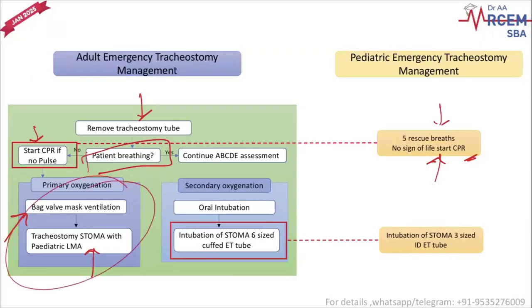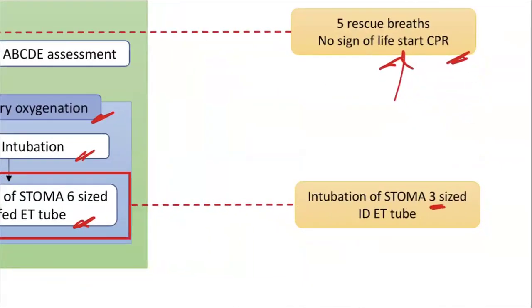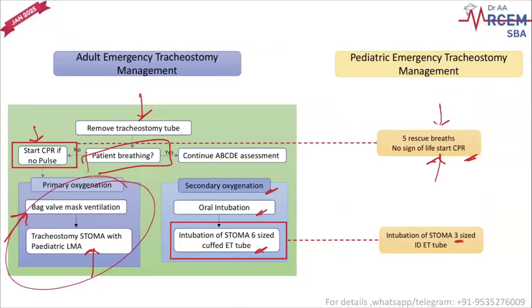Once you have done this, then you're entering into oral intubation, and you will try it. If the oral intubation fails, then you will intubate through the stoma. Here, you're not using a size 6 ET tube, you're using a size 3 ET tube. So very much similar, only with few changes.